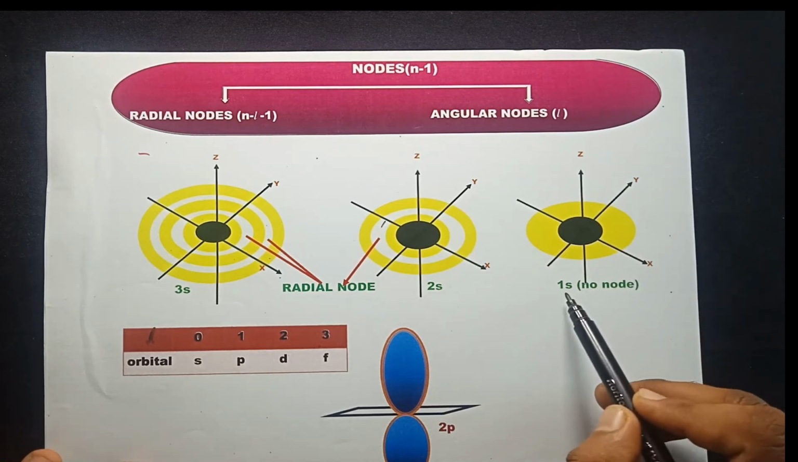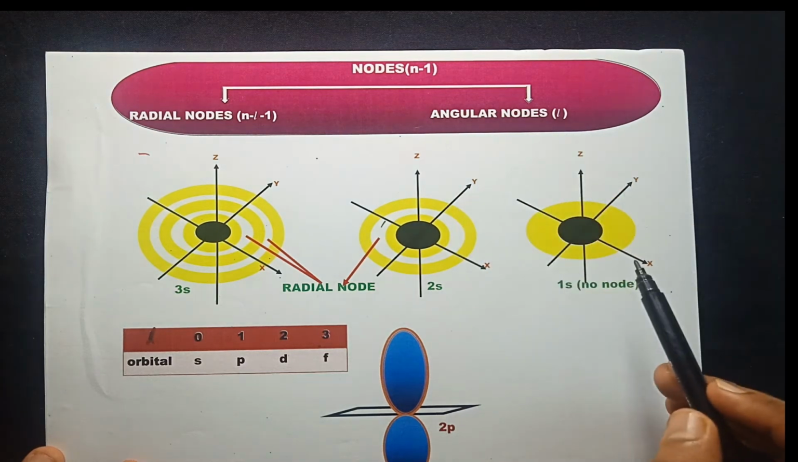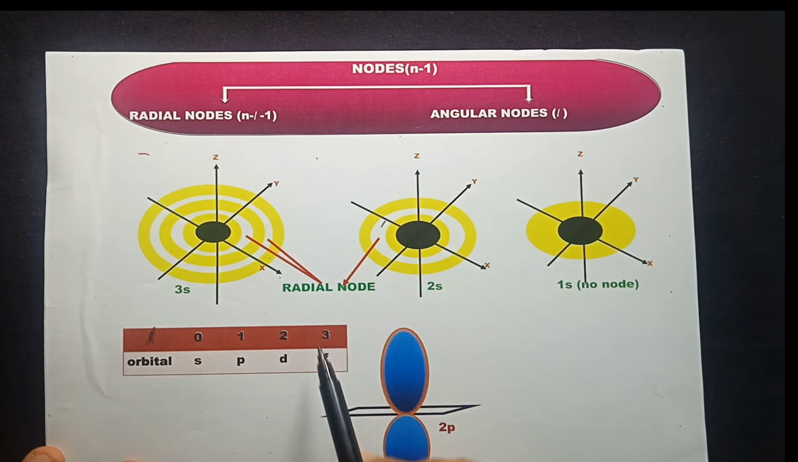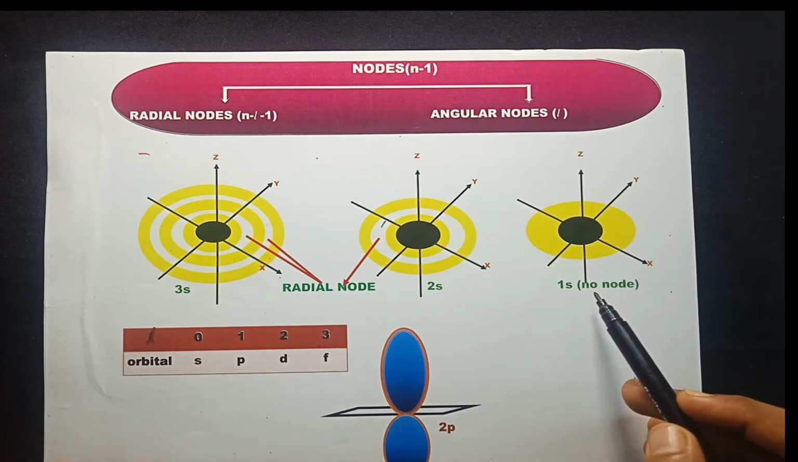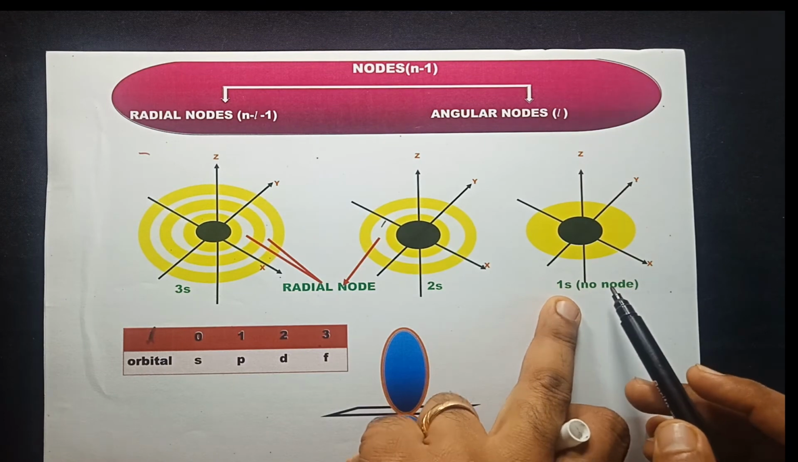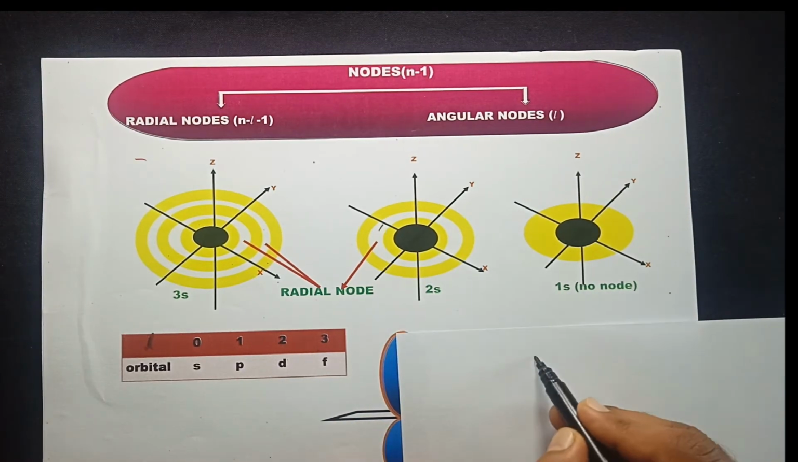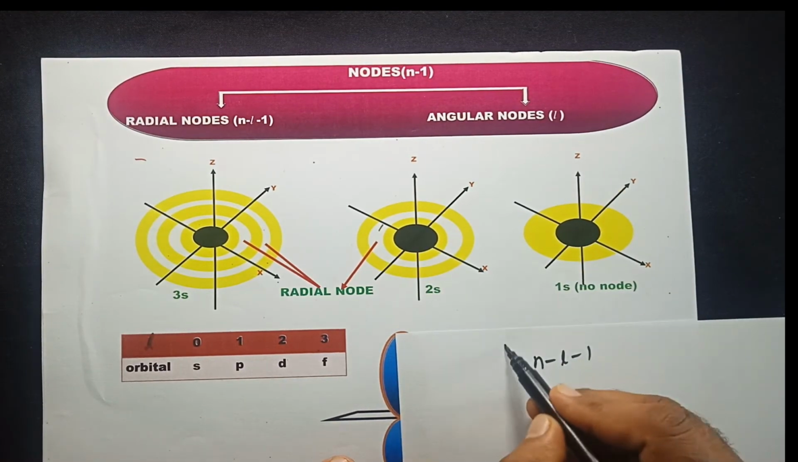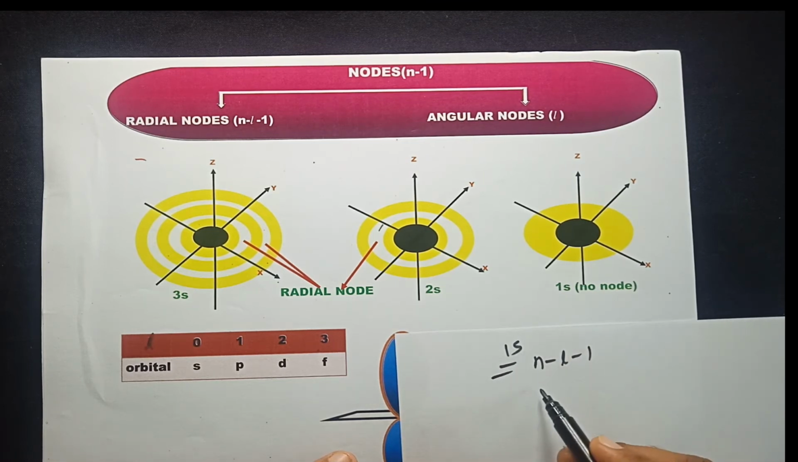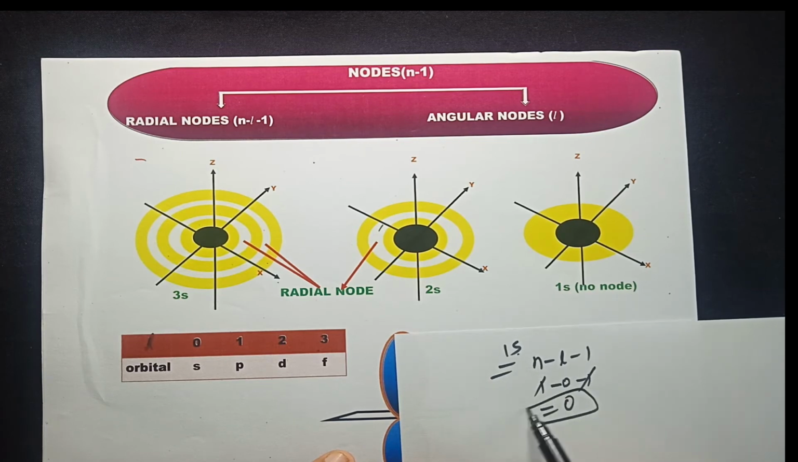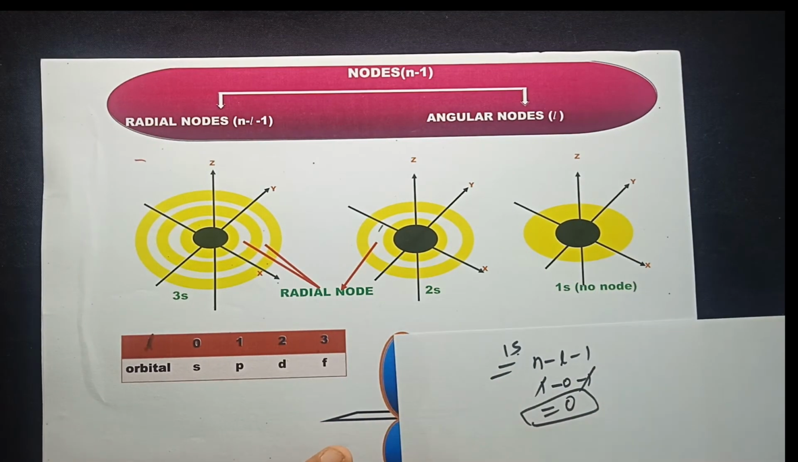So here no nodes. For the angular node, L is equal to 0, because here I have given a tabular column: L equals 0, 1, 2, 3. The orbitals are s, p, d, f. You know that. For the 1s orbital L is 0, that is, the angular node is 0. Is it clear friends? Next, the radial nodes can be calculated using the formula n minus L minus 1. For the 1s orbital, n is 1 and for the s orbital L is 0. 1 minus 0 minus 1, we get 0 here. So the radial node for the 1s orbital is 0.